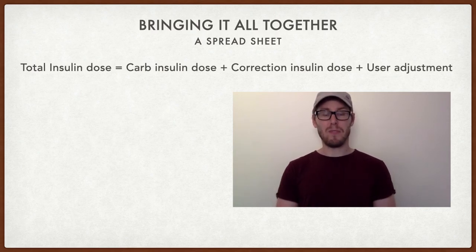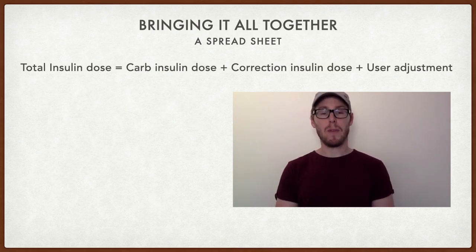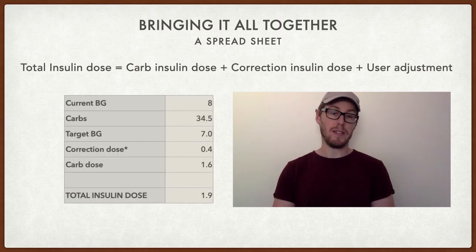Okay, now the other important thing is I don't do these calculations every single time I eat. In fact, I made a spreadsheet that I keep on my mobile phone. All I do is I scan my Libre, put into it my current blood sugar, work out the amount of carbs that I'm eating, and then my phone will do the rest and it will tell me my total insulin dose. And you can see an example of that just next to me.